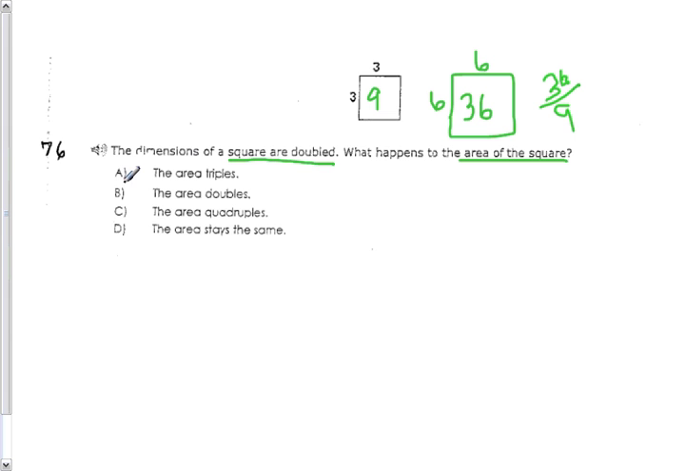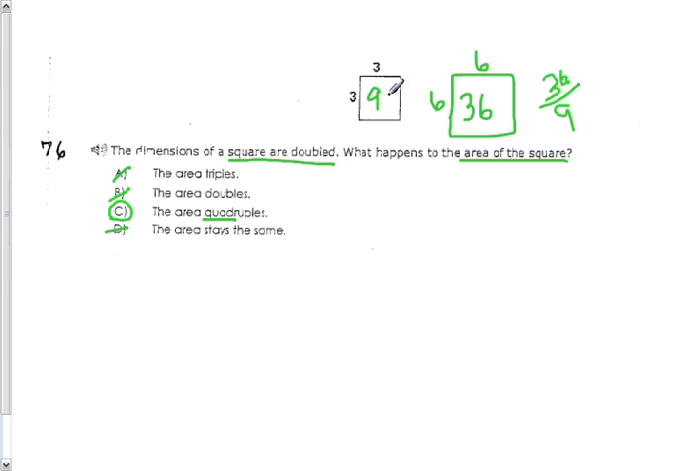Now we look at our answer choices. It says A, the area triples. No, that's not true. B, the area doubles. No, that's not true. That's the one they're wanting us to try to get to answer, because we say that the dimensions double. And then C, the area quadruples. Now, of course, we need to know that quadruples means 4 times, and we can think quad is 4. And D, the area stays the same.